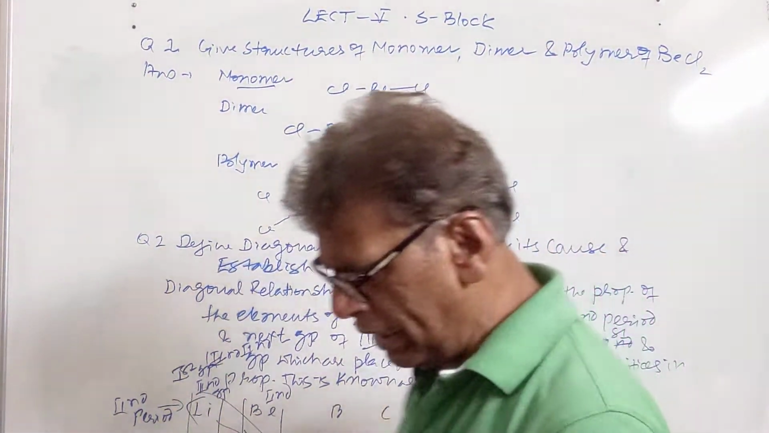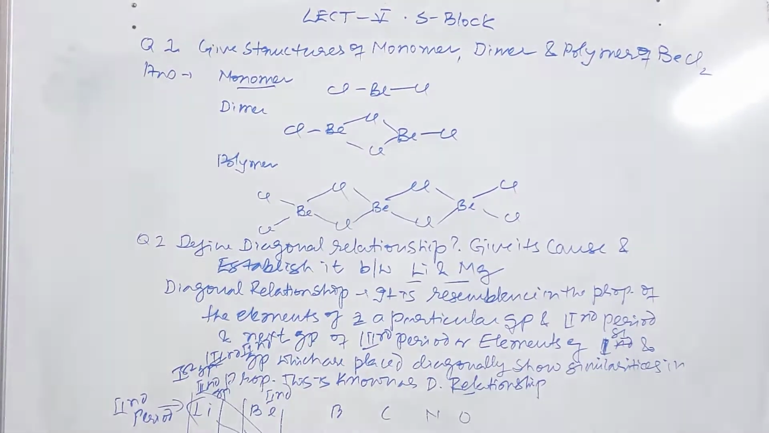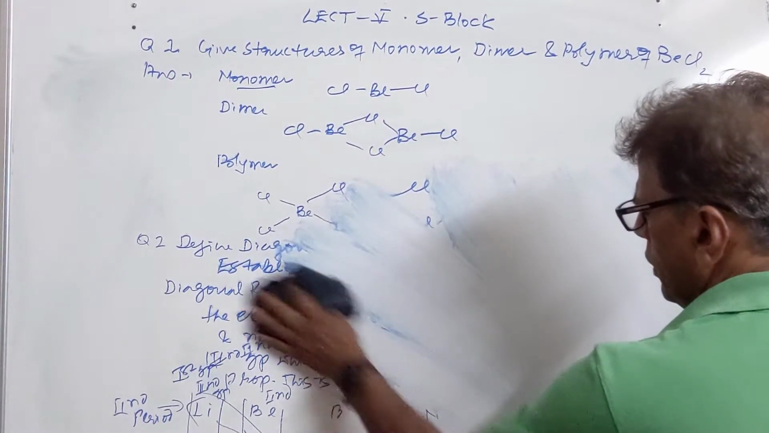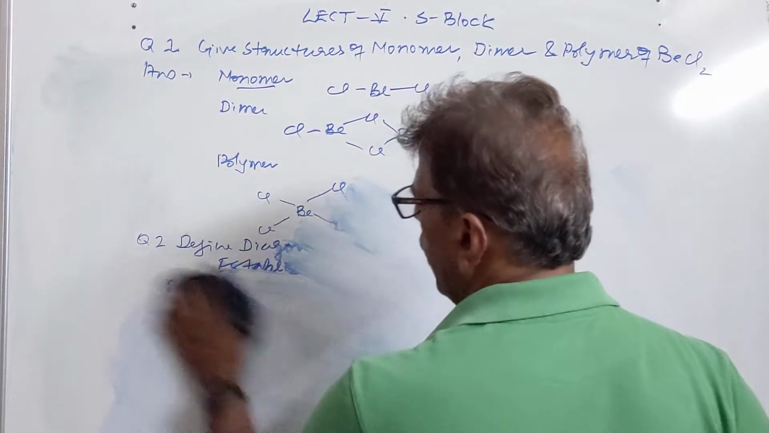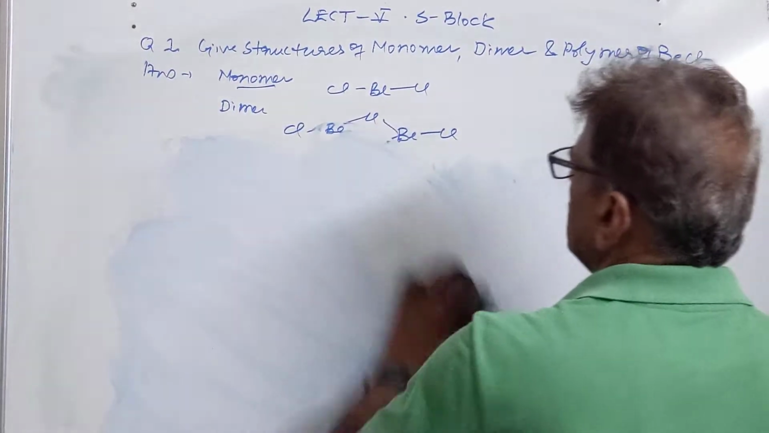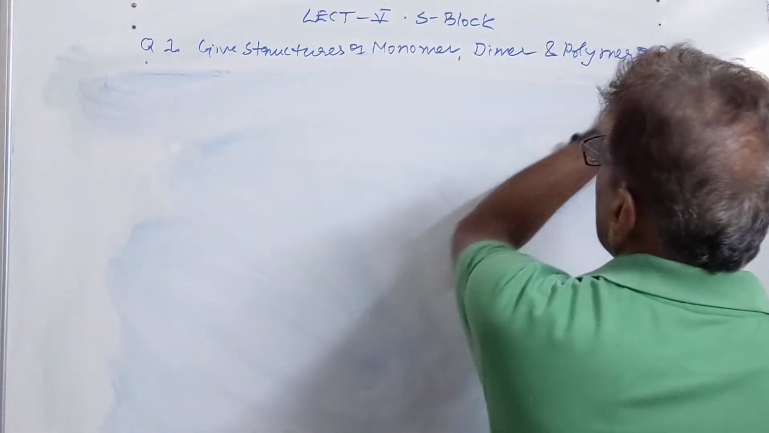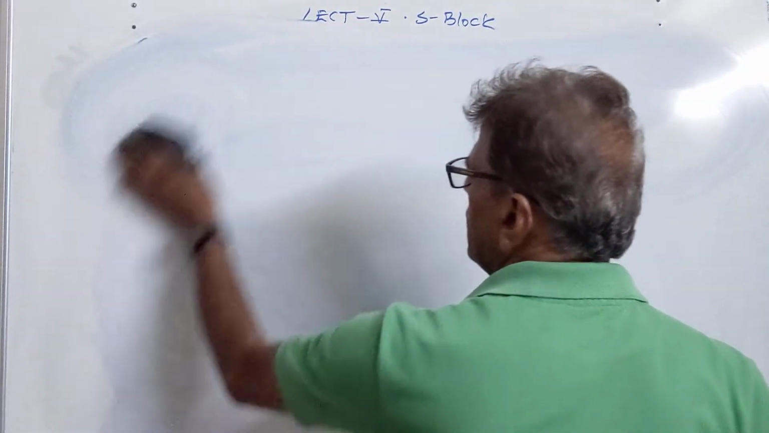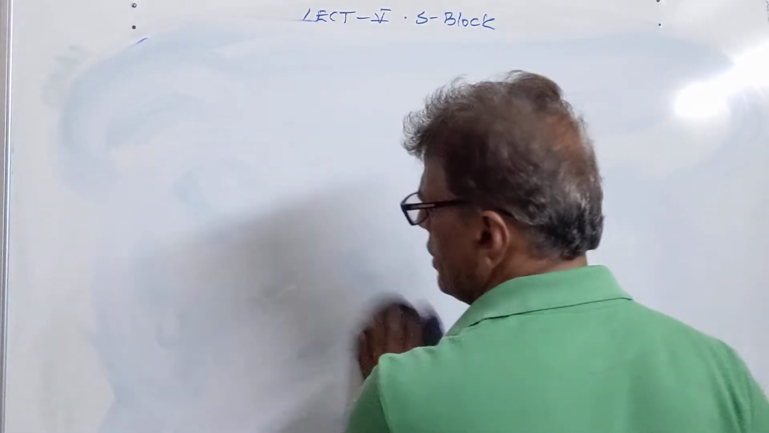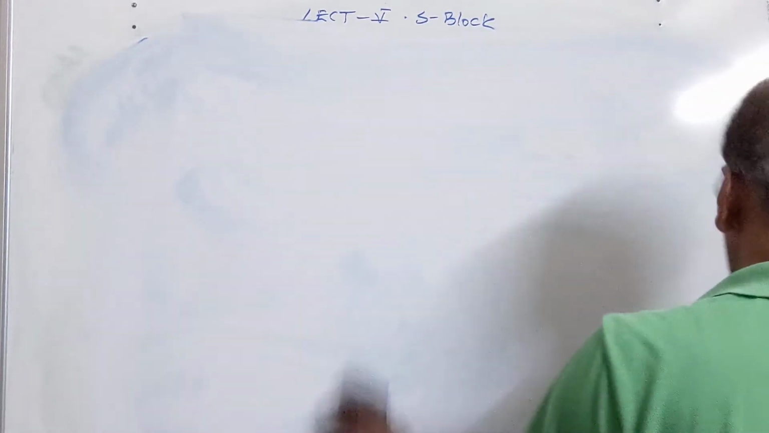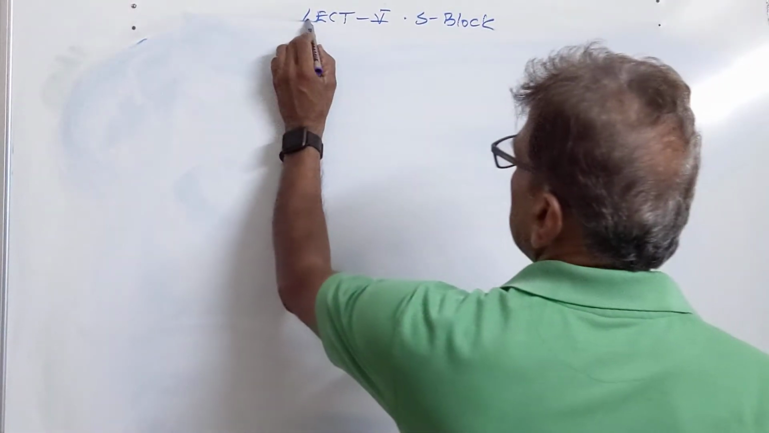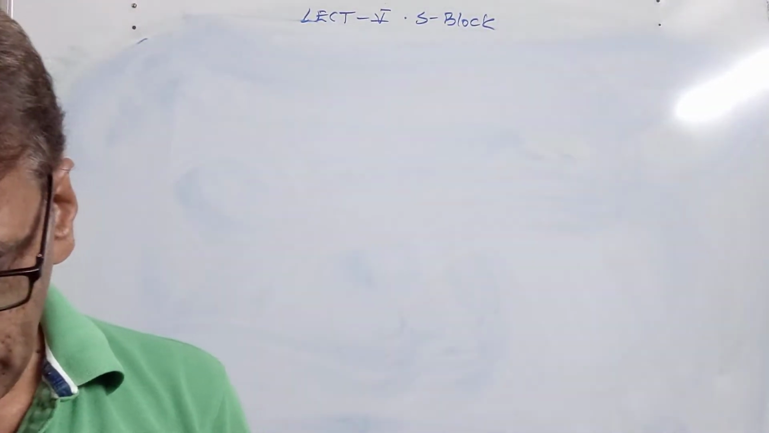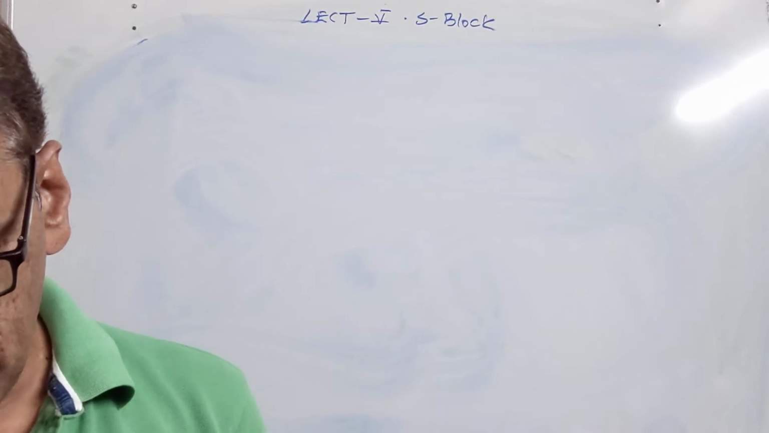Now we will discuss the diagonal relationship between lithium and magnesium. What is the cause of diagonal relationship? When we move top to bottom, the atomic size increases, and left to right, atomic size decreases. But when we move diagonally, atomic size does not change much, ionization energy does not change much, electropositive character does not change much, they almost remain the same. That's why the properties of these elements get repeated.